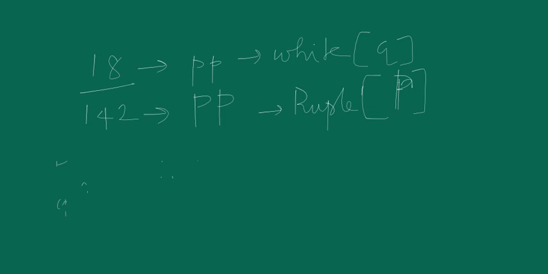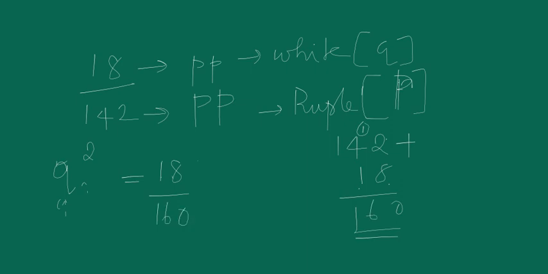The number of purple flowers they are giving us is 142. So the number of white flowers will be q square, right? So you can write q square will be 18 divided by the total. What is the total here? 142 plus 18, that is 160. So this will be giving you the value of q square.